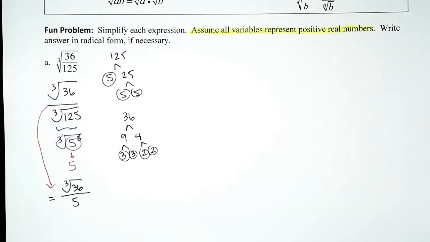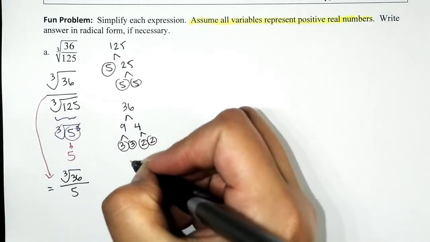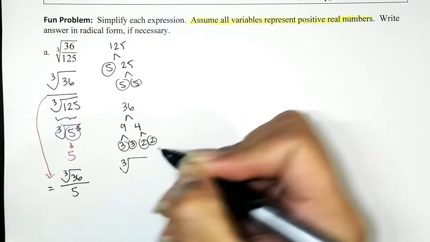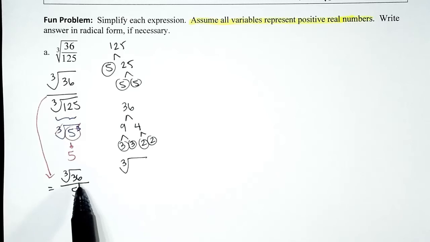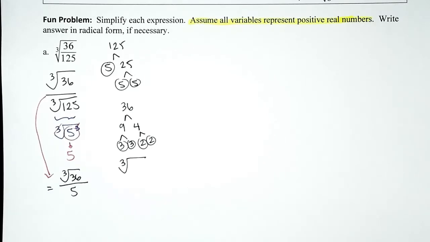Okay, so the big question is the cube root of 36 simplified. You know what? I'm going to do that in the thinking area. Okay, cube root of 36. We're going to write 36 as a product of prime factors. And this time around, I'm not going to use exponents for repeated factors.